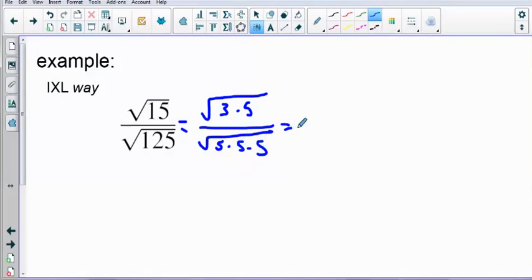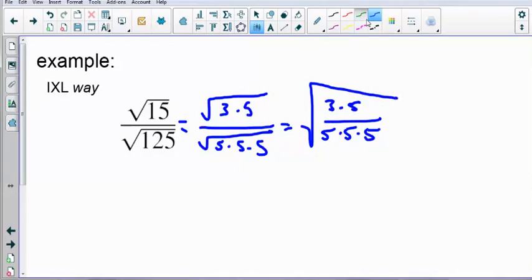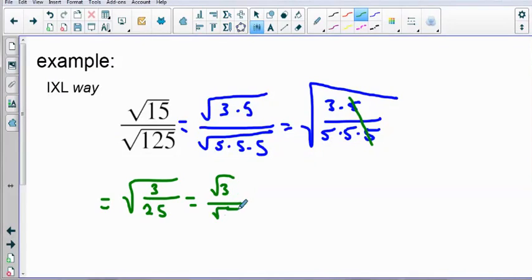Since we know we can rewrite everything under the same radical, because it goes both ways, that's 3 times 5 all over 5 times 5 times 5. And as you know, on canceling, nothing but multiplication up here, nothing but multiplication down here. 5 divided by 5 is 1, and 1 times anything is itself. That means I can cancel that. So I just ended up canceling those, and then that gives me the square root of 3 over the square root of 5 times 5, which is 25. Break that back down to the square root of 3 over the square root of 25.